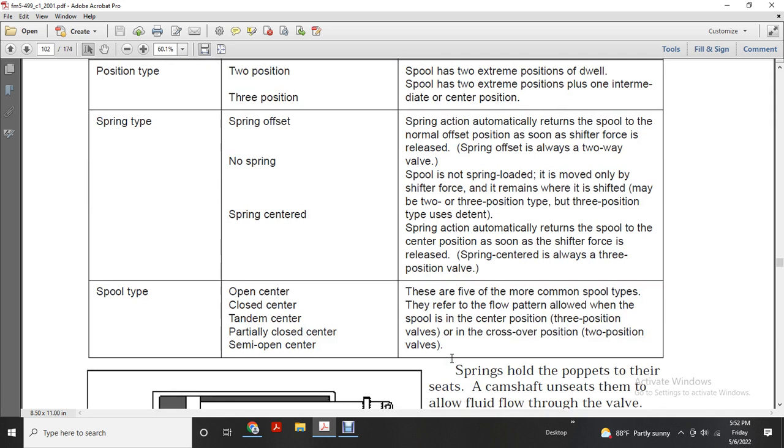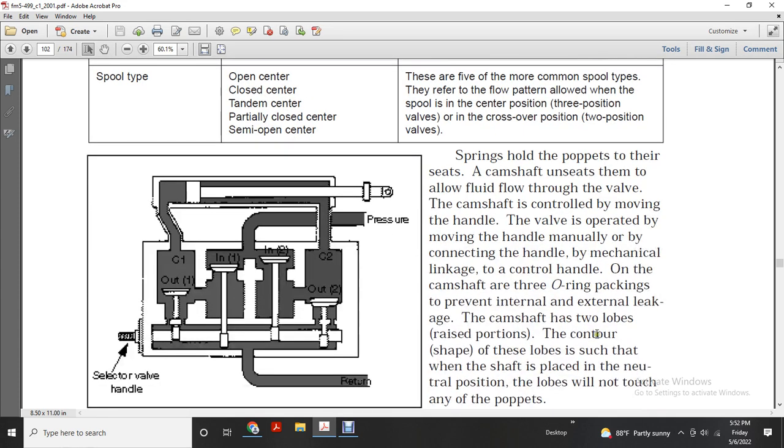Spool types: open center, closed center, tandem center, and partially closed and semi-open center. There are five or more common spool types. Refer to these flow patterns allowable with the spool: the center position for a three position valve, and the crossover position for a two position valve.